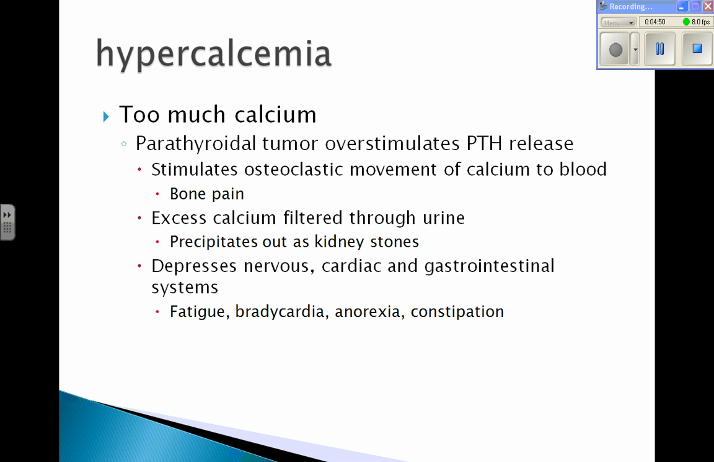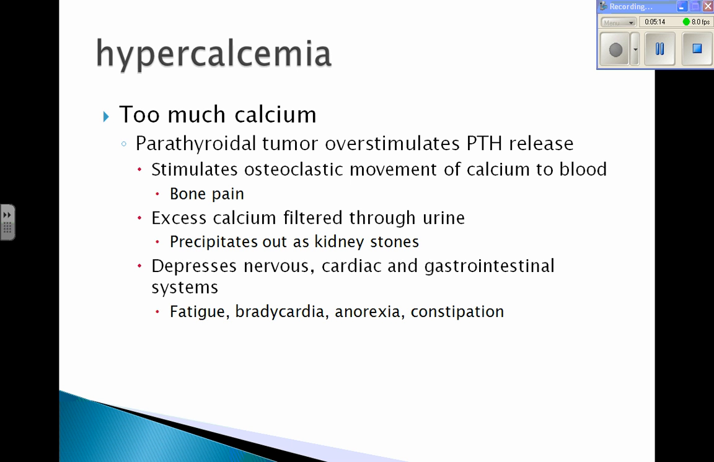Excess calcium filtered through the urine can actually precipitate out as kidney stones. So this is why if patients have kidney stones, the physician often wants the patient to catch them in a little sieve or a screen so that they can be crushed and processed to find out what the contents are. High levels of calcium can potentially be a diagnosis for hypercalcemia.